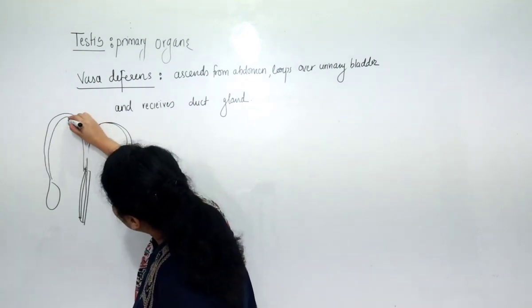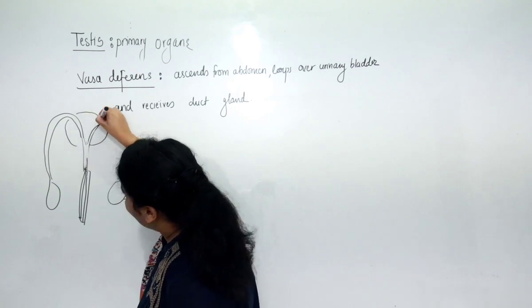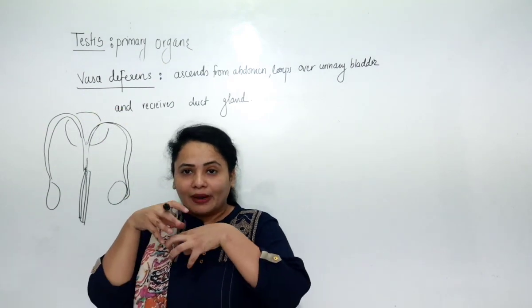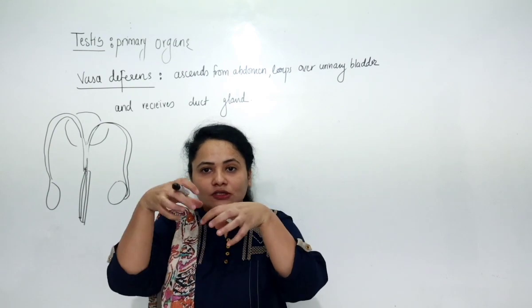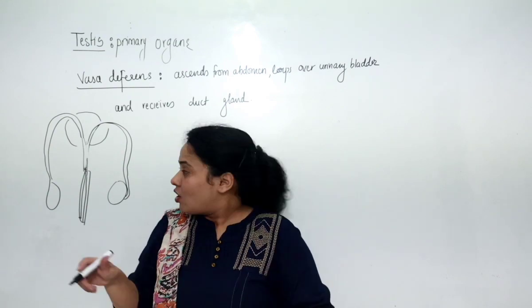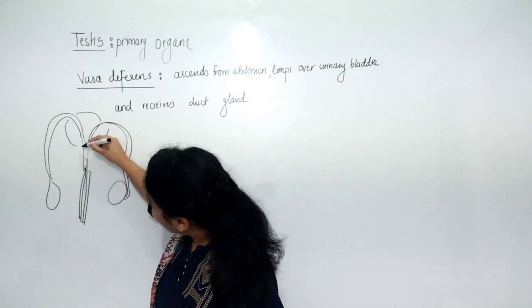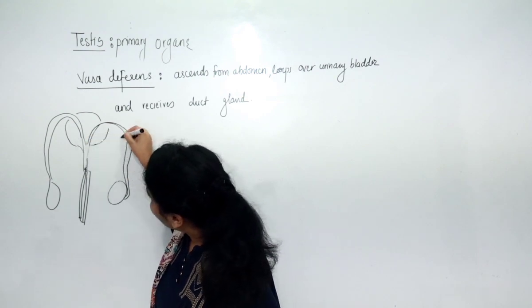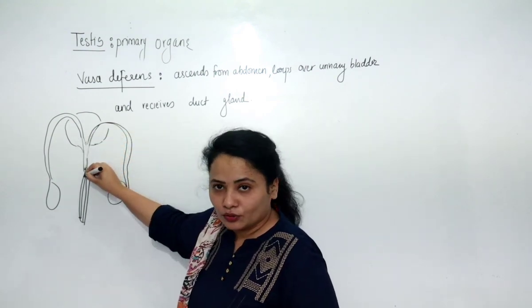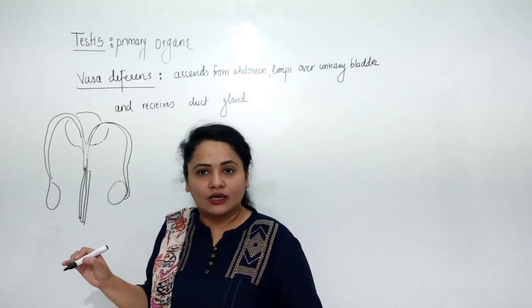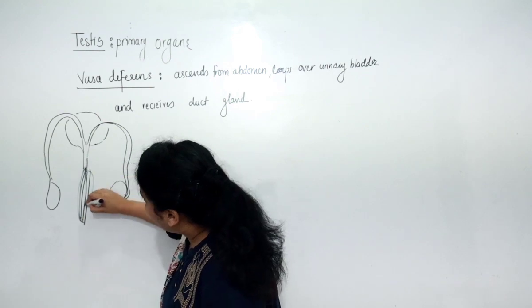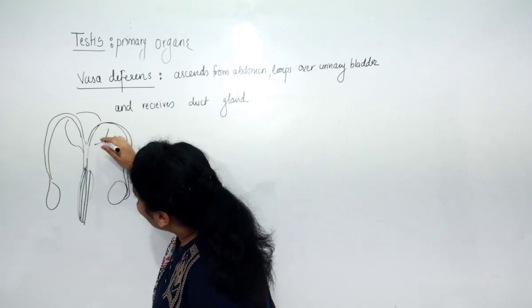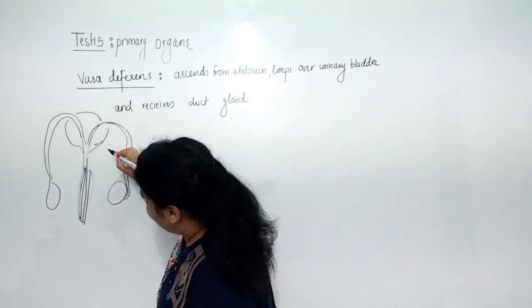And where does it loop over? So here is the urinary bladder. So the vas deferens goes over the urinary bladder and inside, the duct of the urinary bladder and the vas deferens commonly open. That's what you call the ejaculatory duct. But before it forms this ejaculatory duct in the penis, three glands open here, right?